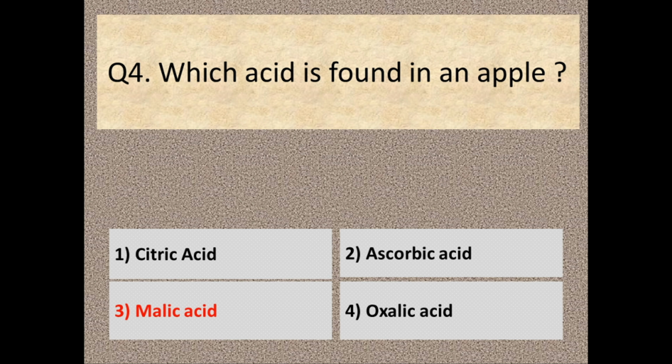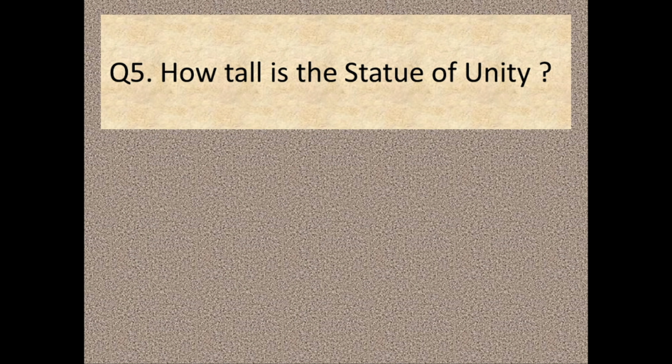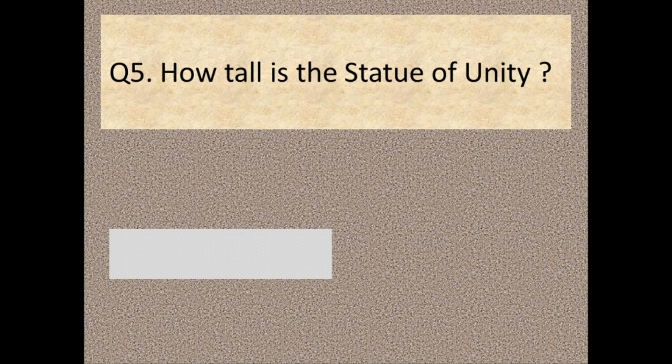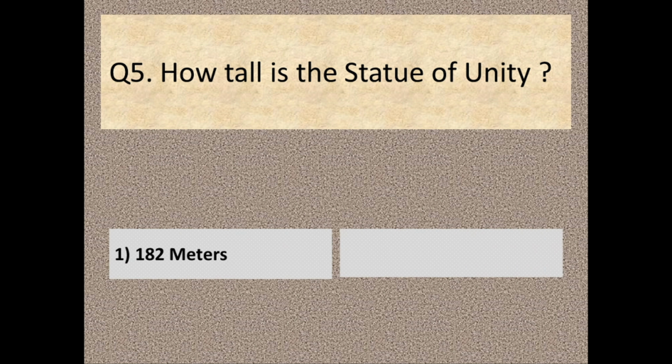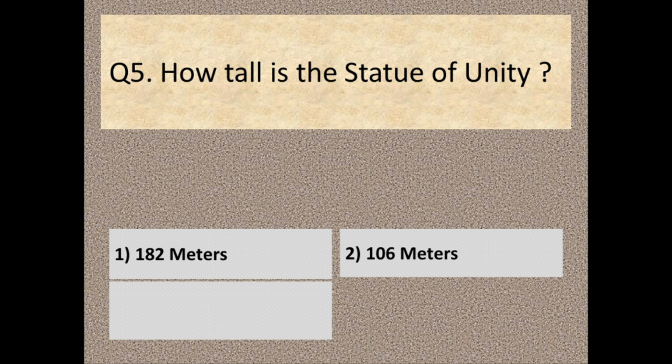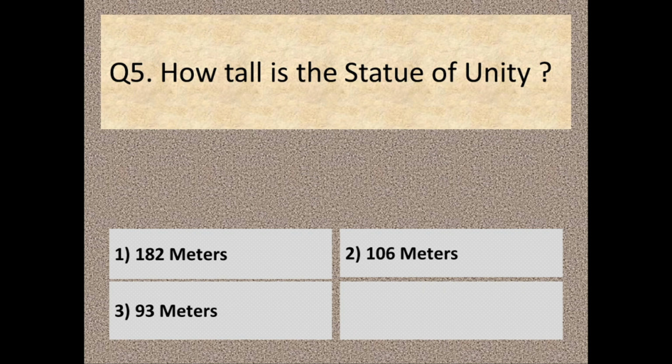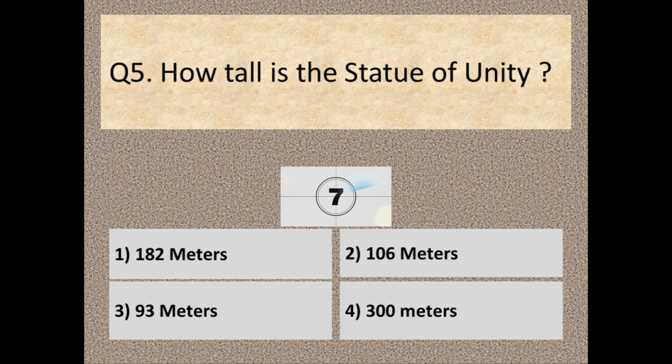Next. Question 5. How tall is the Statue of Unity? And the options are: Option 1, 182 meters. Option 2, 106 meters. Option 3, 93 meters. Or, option 4, 300 meters. The correct answer is, option 1, 182 meters.